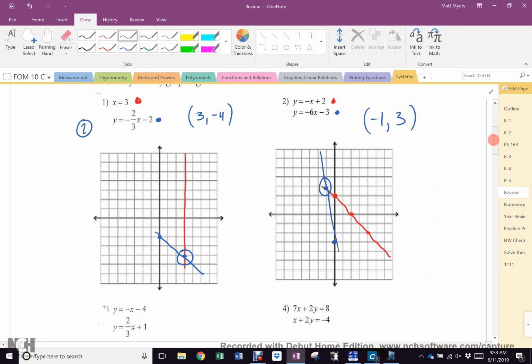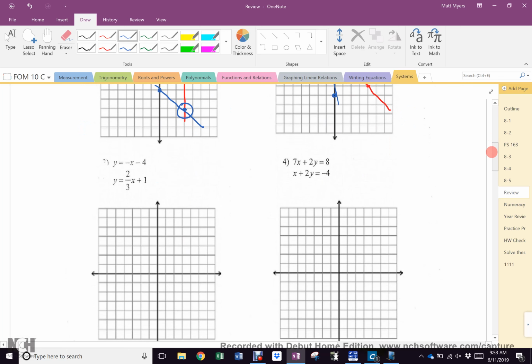Questions? No? Good. Red line, -1, and a slope of -4. So it goes out that way. And the blue line, +1 and a slope of 2/3, down 2 over 3. Oh, there's the cross right there.